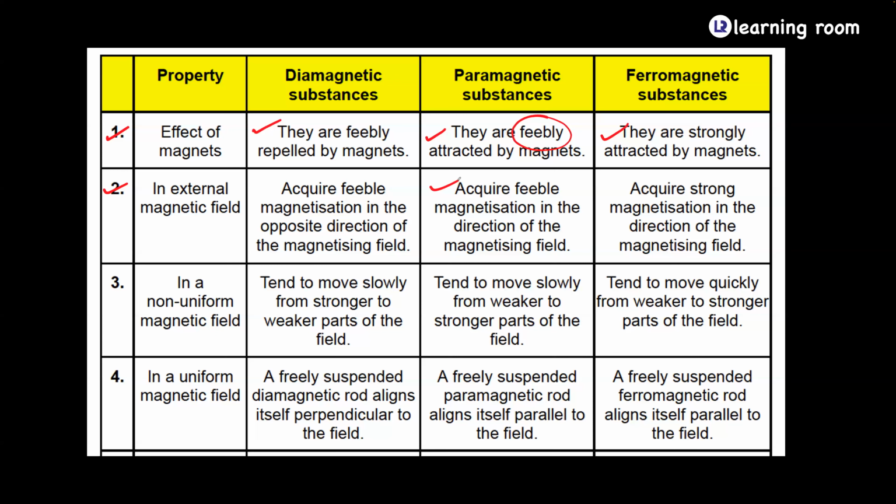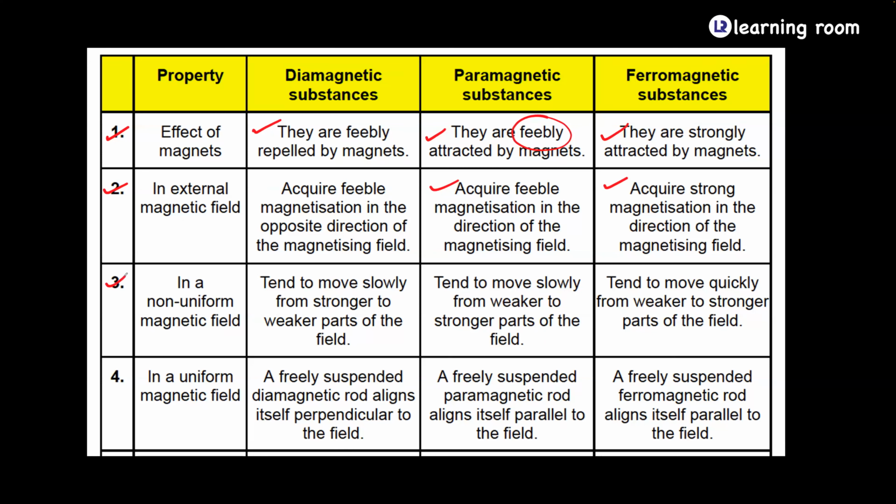So it will acquire a feeble magnetization in the direction of magnetizing field. Then what about a ferromagnetic substance? That should also acquire magnetization in the direction of the magnetic field only, but this time it will be stronger. So it will acquire stronger magnetization in the direction of magnetizing field. Am I clear with that? Then what about the third point?